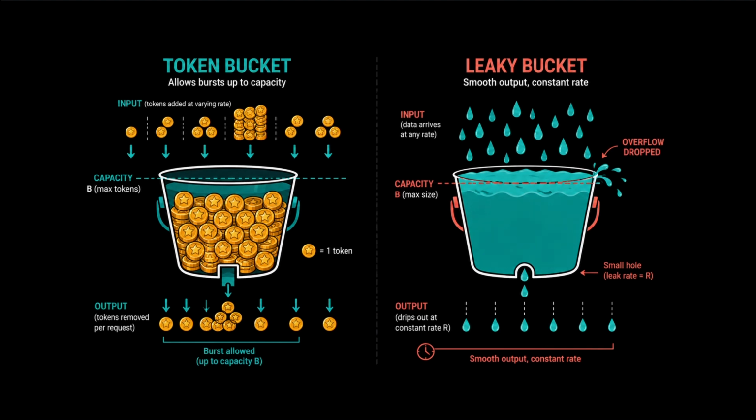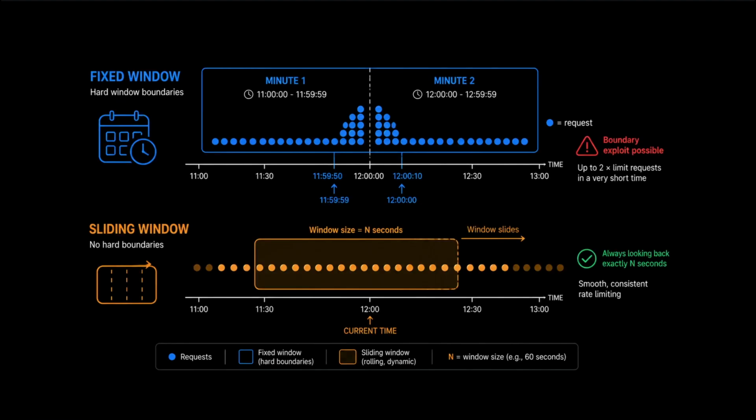Now the next one is the sliding window. This one solves a specific flaw that fixed window counting has, and once you see that flaw, you can't unsee it. Fixed window is simple. You allow 100 requests per minute, you count them, minute resets, counter resets. But here's the problem.